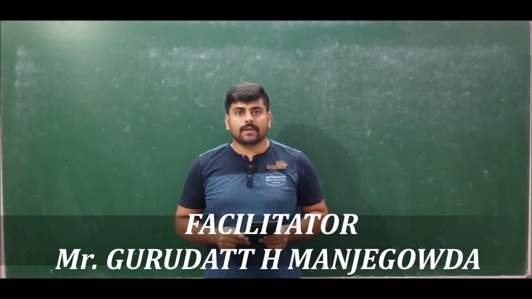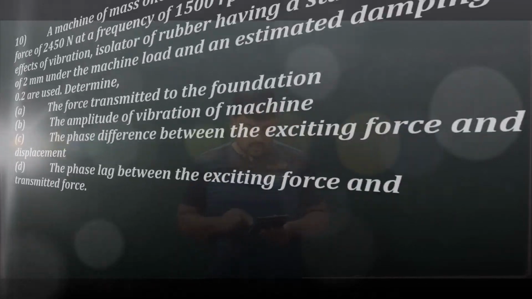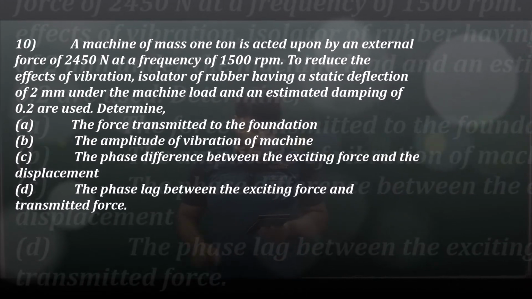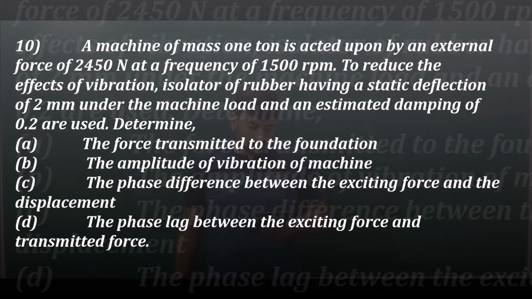In today's lecture I am going to solve problems on force transmissibility. Problem number 10 of our discussion on forced vibration states that a machine of mass 1 ton is acted upon by an external force of 2450 newtons at a frequency of 1500 rpm. To reduce the effects of vibration, isolators of rubber having a static deflection of 2 mm under the machine load and an estimated damping of 0.2 are used.